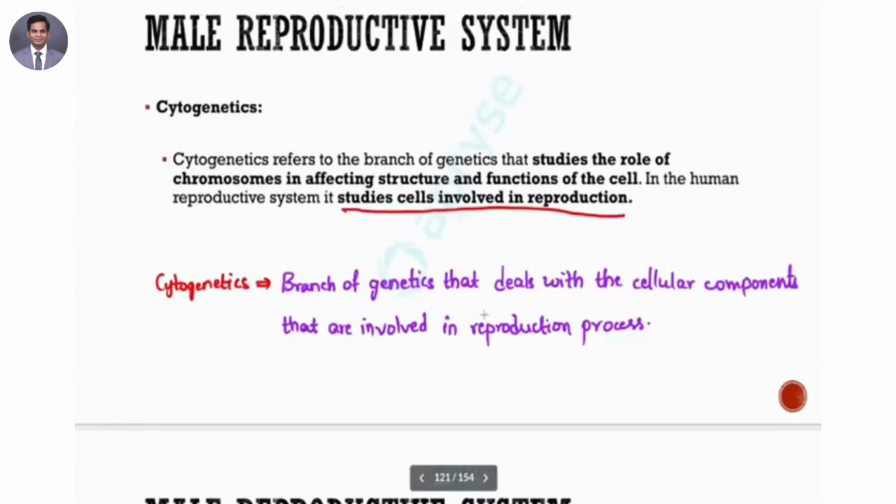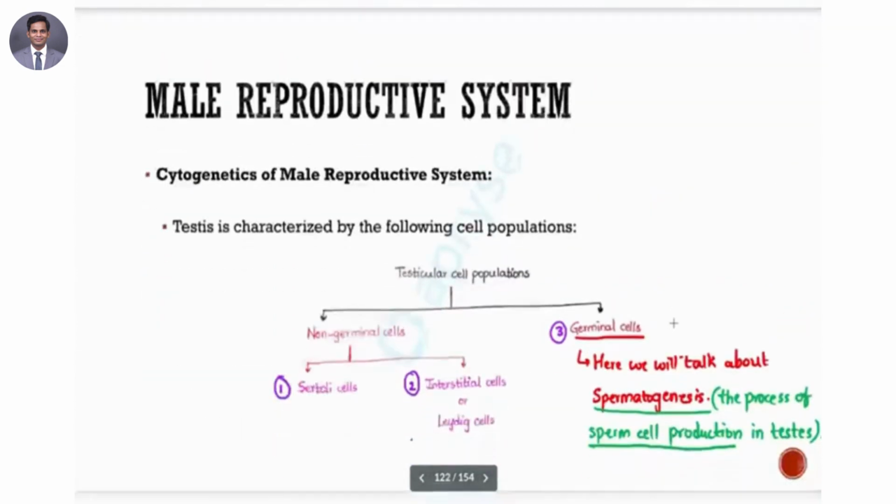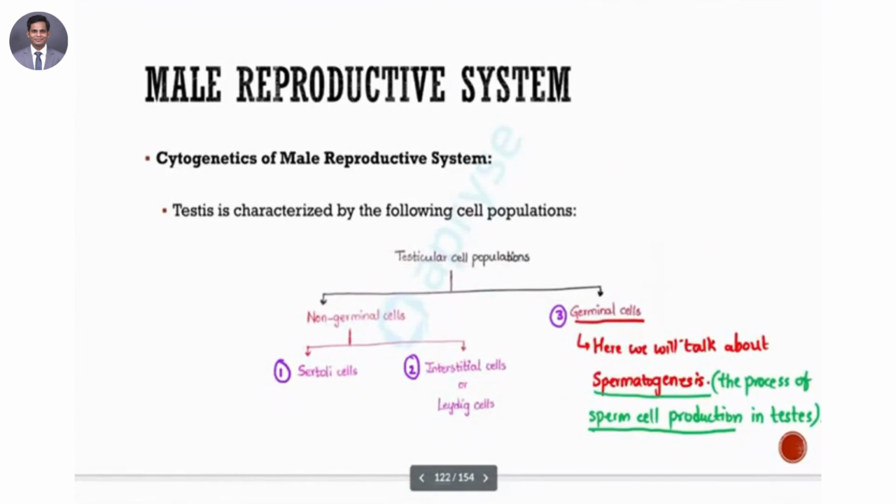So cytogenetics is the branch of genetics that deals with the cellular components that are involved in the reproduction process. So how do we know what is what? Take a look at this flow chart. Testes is characterized by the following cell population. So what do we have here? Testicular cell populations can be divided into two. One is the germinal cells and the other is the non-germinal cells.